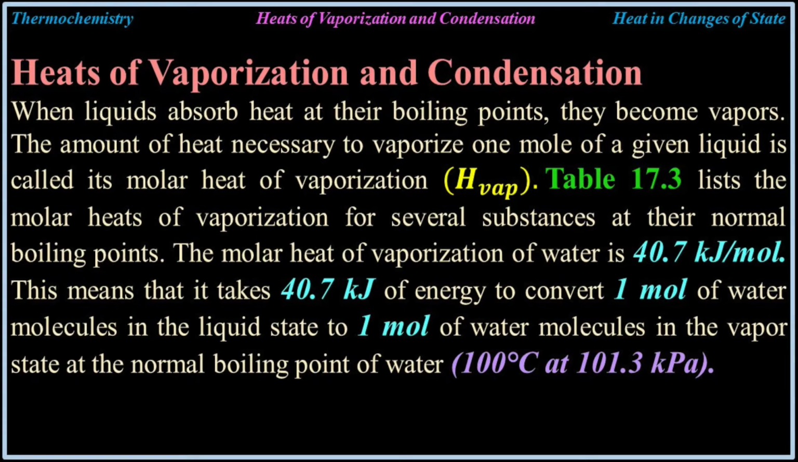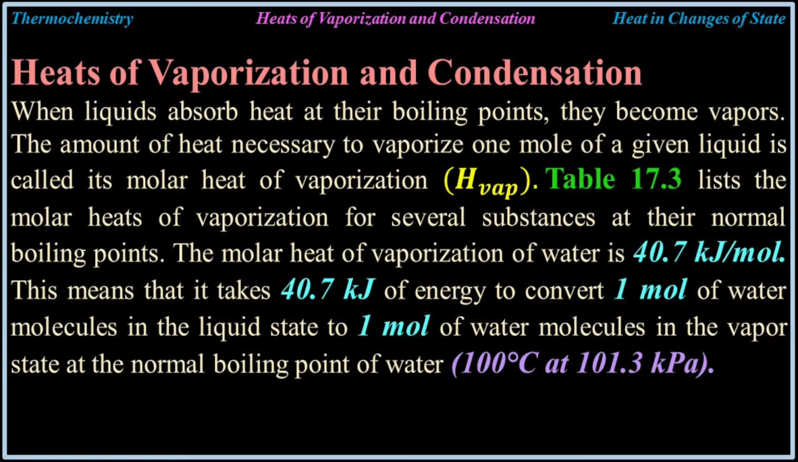Heats of vaporization and condensation. When liquids absorb heat at their boiling points, they become vapors. The amount of heat necessary to vaporize 1 mole of a given liquid is called the molar heat of vaporization, or delta H vap. Table 17.3 lists the molar heats of vaporization for several substances at normal boiling points.